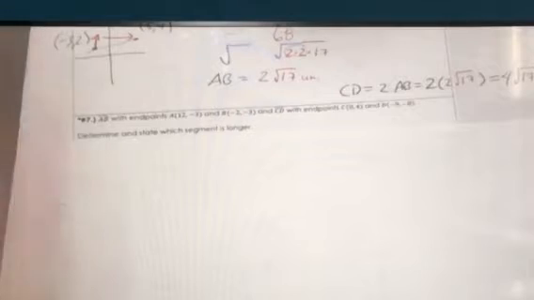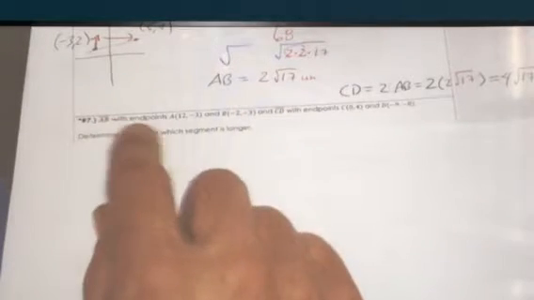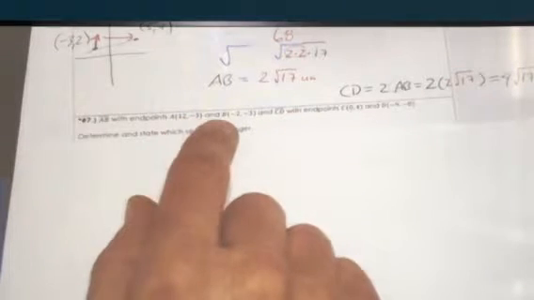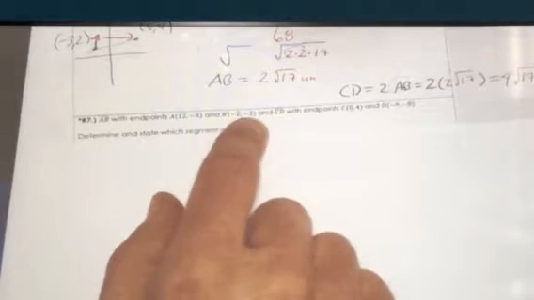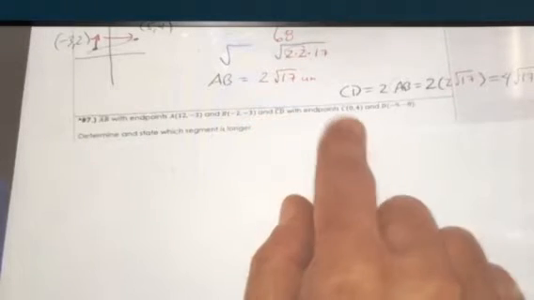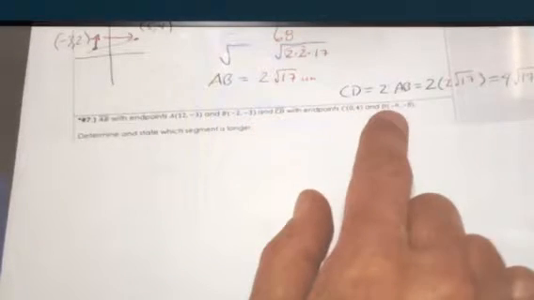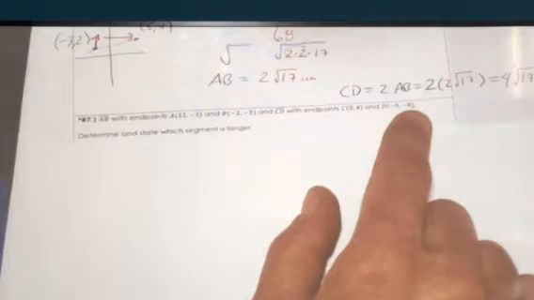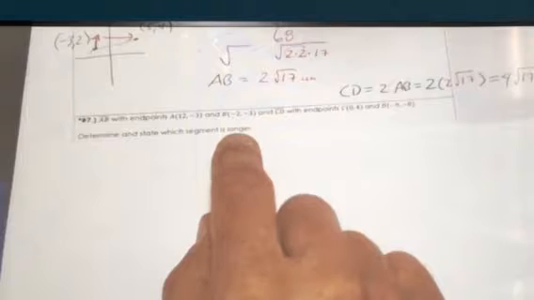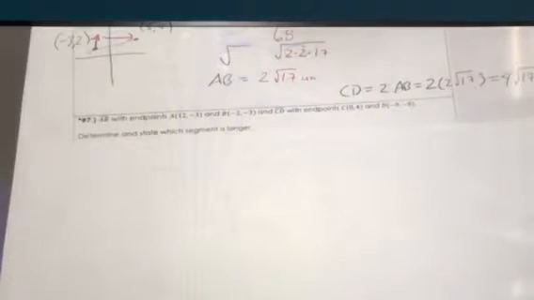Problem 7. AB with endpoints 12, -3, and -2, -3. And CD with endpoints 0, 4, and -9, -8. Determine which segment is longer and show the math. Okay, so let's sketch these.